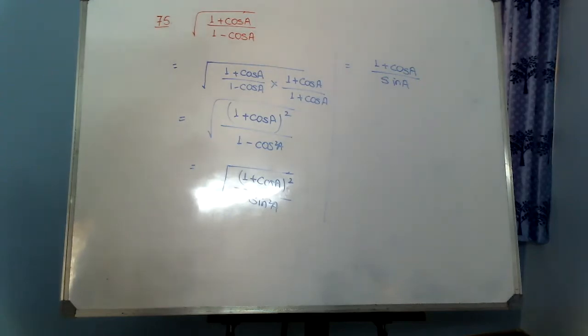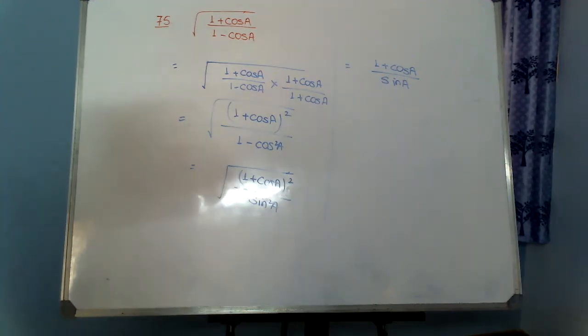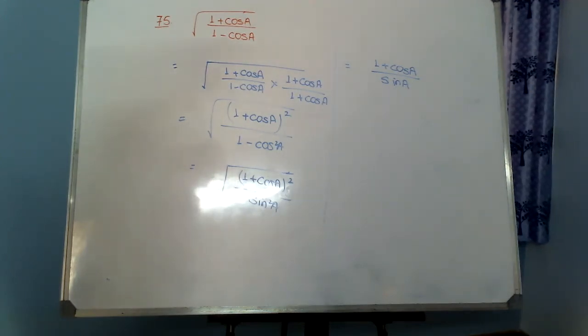Something is not right here. It's cosec A plus cot A. I can write it, but the options are not in cosec A plus cot A. That means they have changed the option. So we have to do further to reach the options. Cot A, tan A by 2, and cot A by 2 are the options. Usually it stops at cosec A plus cot A.